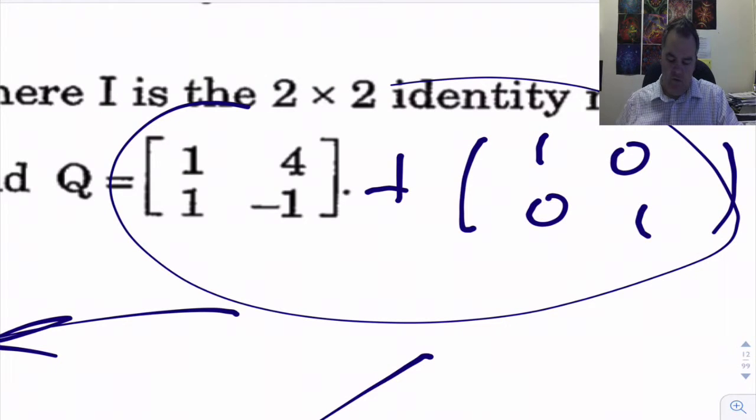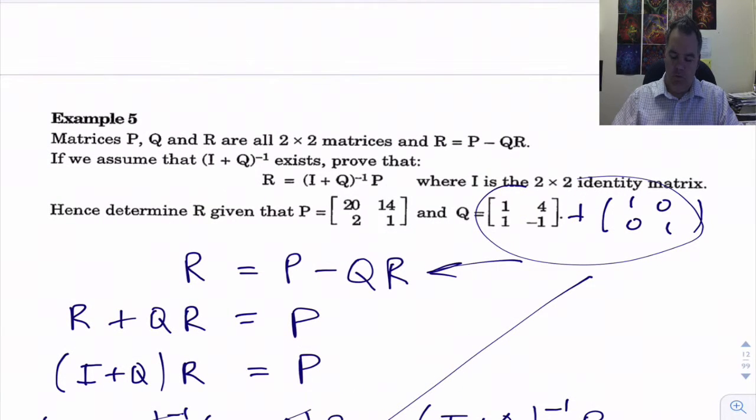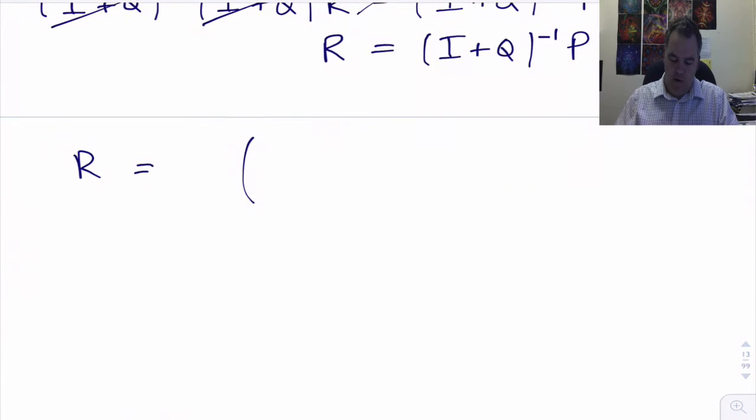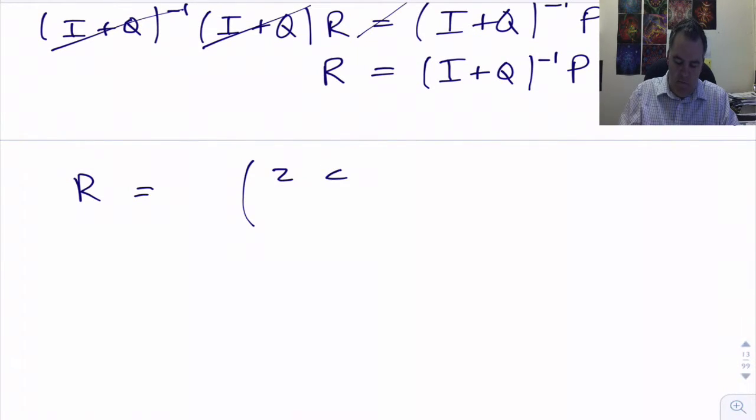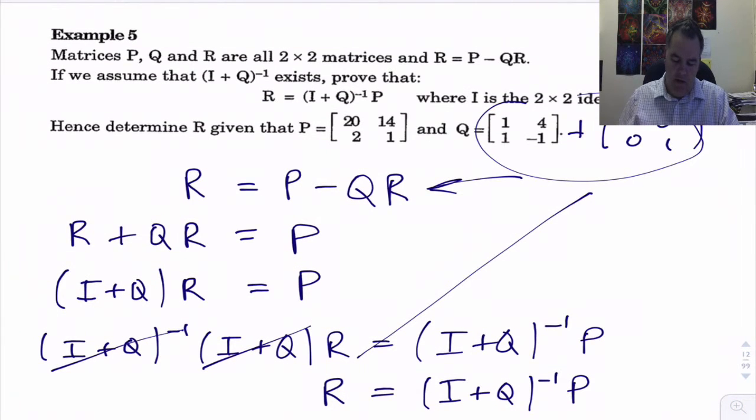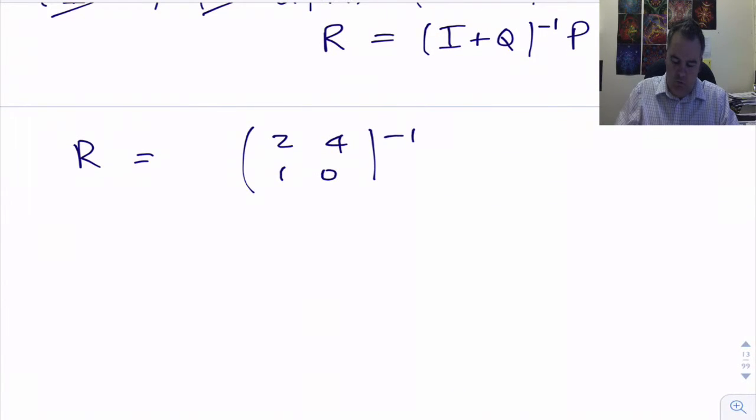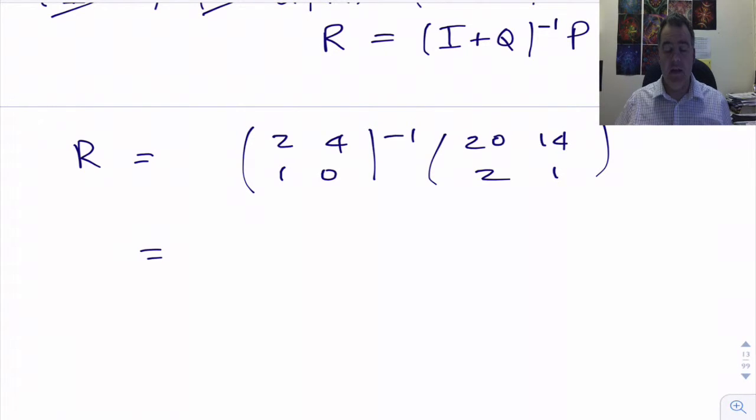So you can see we get 2, 4, 1, 0. Normally when I read matrices, I go there, there, there, there, and they're all there. So 2, 4, 1, 0. The inverse of that matrix times by P, which is 20, 14, 2, 1. Okay, cool, all good. Now, we know how to work out the inverse of a 2 by 2 matrix.